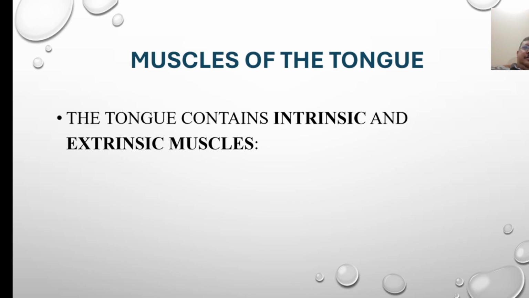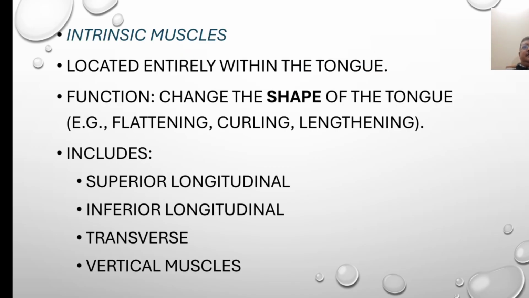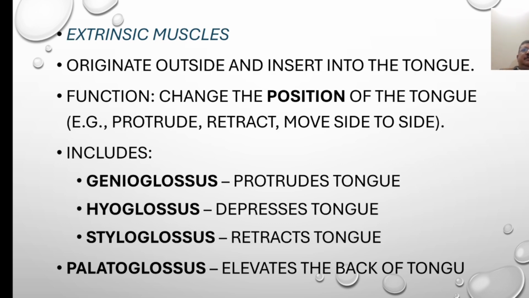Muscles of the tongue. The tongue contains intrinsic and extrinsic muscles. Intrinsic muscles located entirely within the tongue. Functions change the shape of the tongue: flattening, curling, lengthening. Includes superior longitudinal, inferior longitudinal, transverse, vertical muscles. Extrinsic muscles originate outside of and insert into the tongue. Functions change the positions of the tongue.